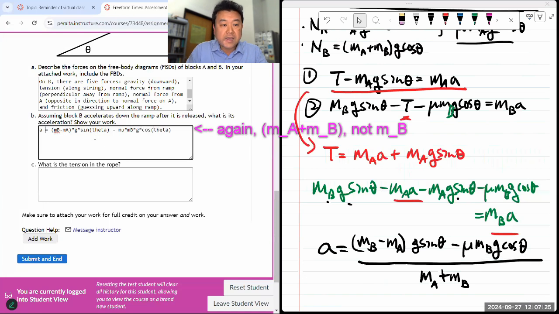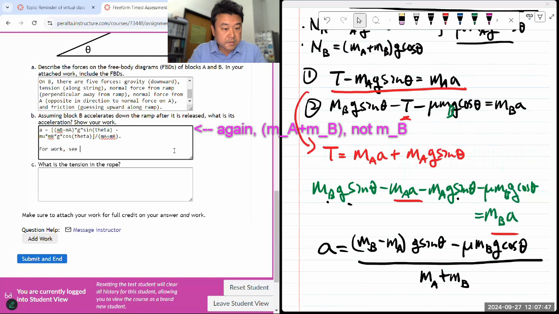And if you somehow get a negative answer here with the numbers plugged in, that actually means what the question told you. This is a wrong assumption. It must be static friction instead, and your acceleration is 0 and all that. MA plus MB. So yeah, I think that's good.